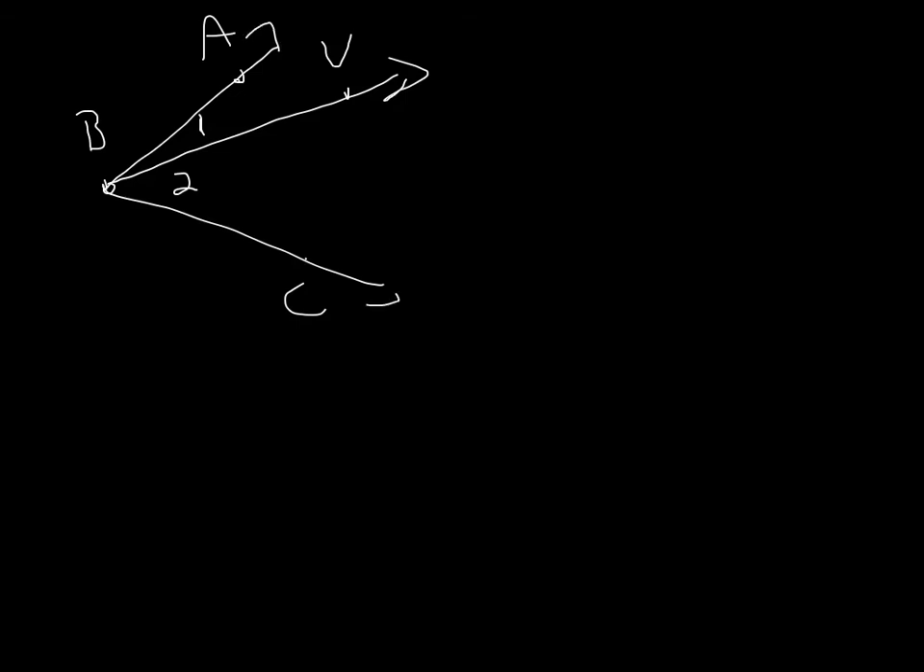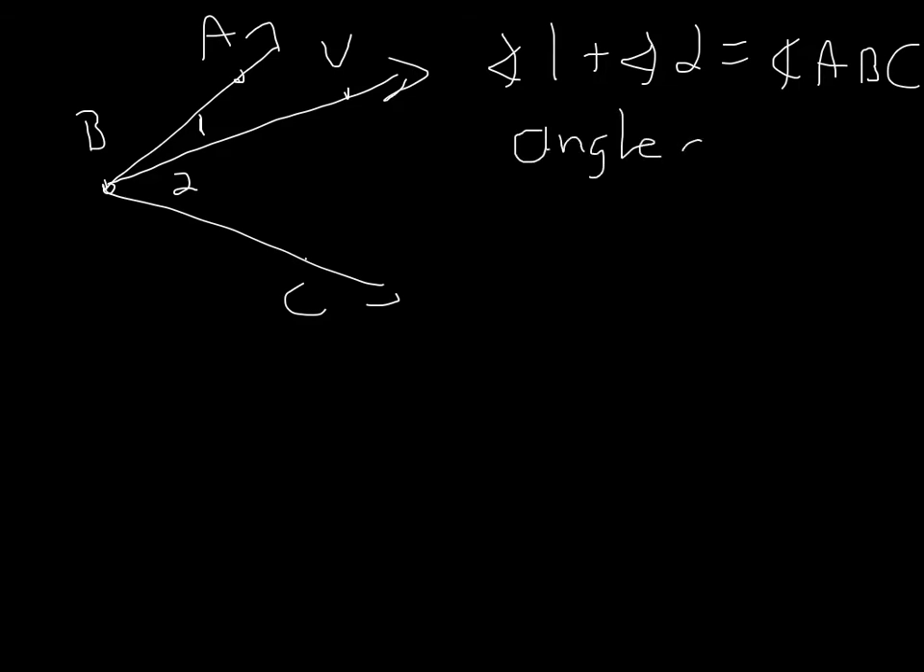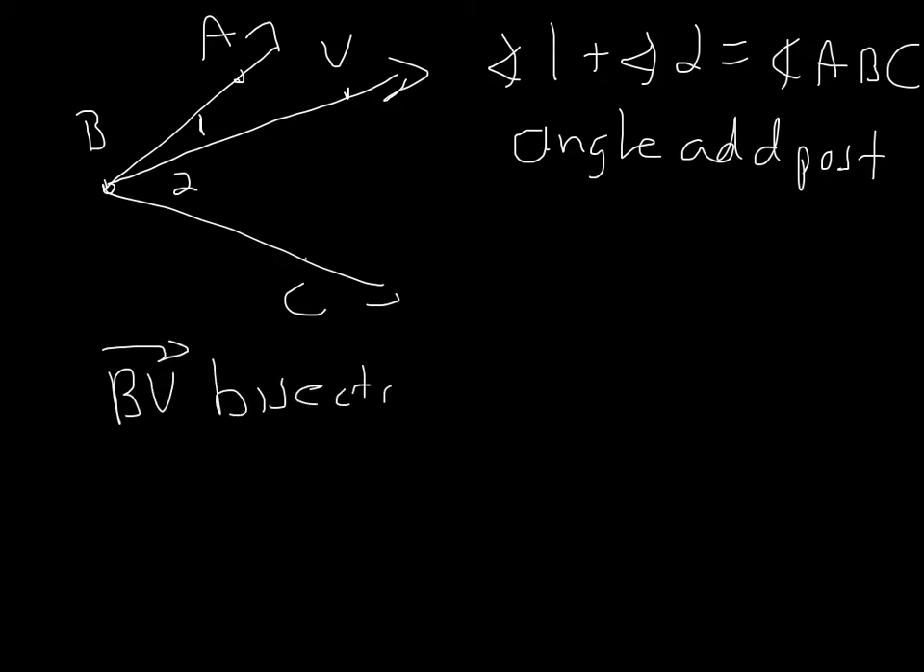Well, the equation I'm going to think of is small angle plus small angle equals large angle, which would be angle ABC. And that's going to be true by the angle addition postulate. But now let's suppose that ray BV bisects big angle ABC. Think what equation would now be true if this was the case.